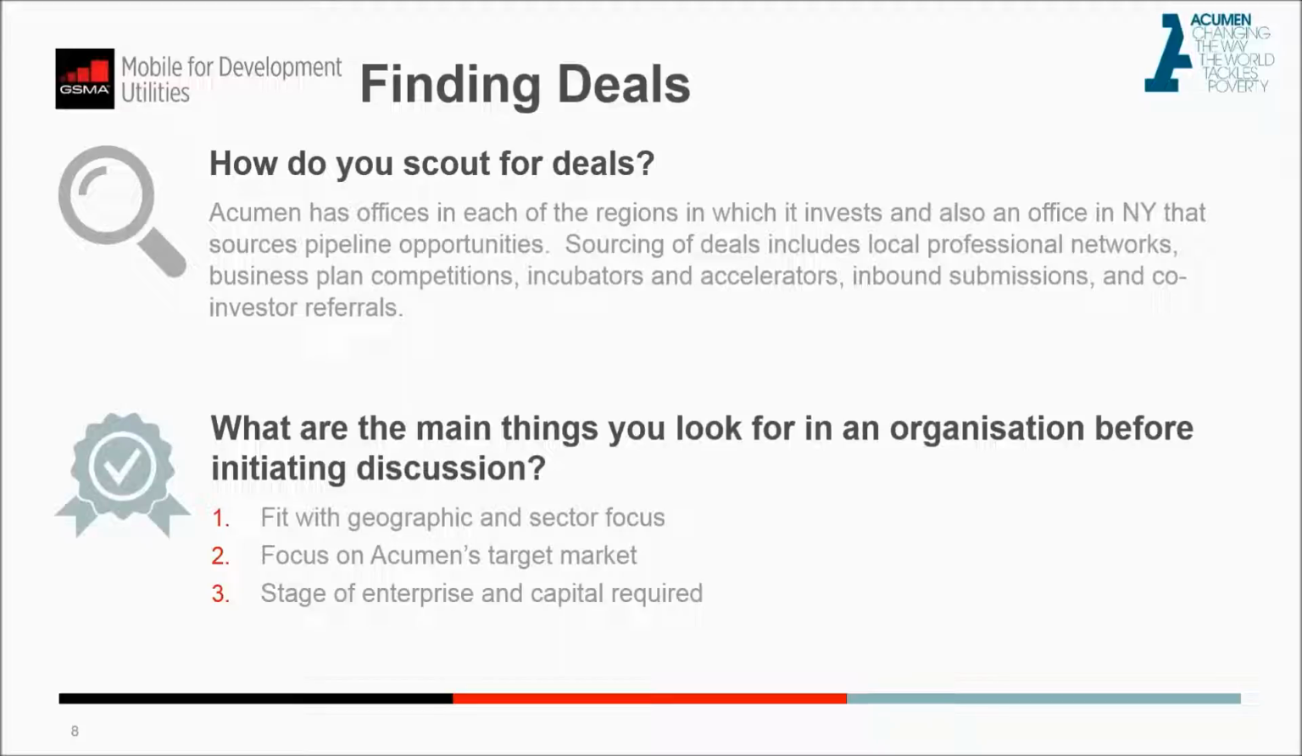In terms of what we look for, first and foremost, we can kind of tick off the boxes of fit with our geographic and sector focuses, then focus on Acumen's target market, and so maybe I'll take a second here to specify that. So in terms of our core target market, we typically look at investments that are impacting communities or people that are living on roughly $2.50 to $4 a day, as defined by the World Bank metrics, with purchasing power adjustment on those numbers.